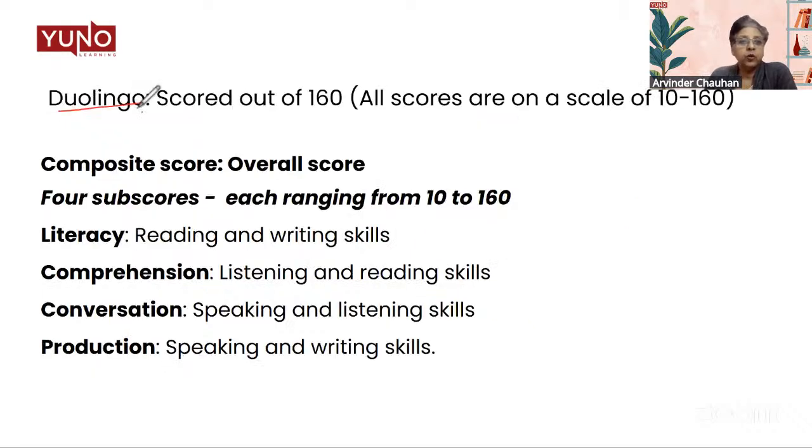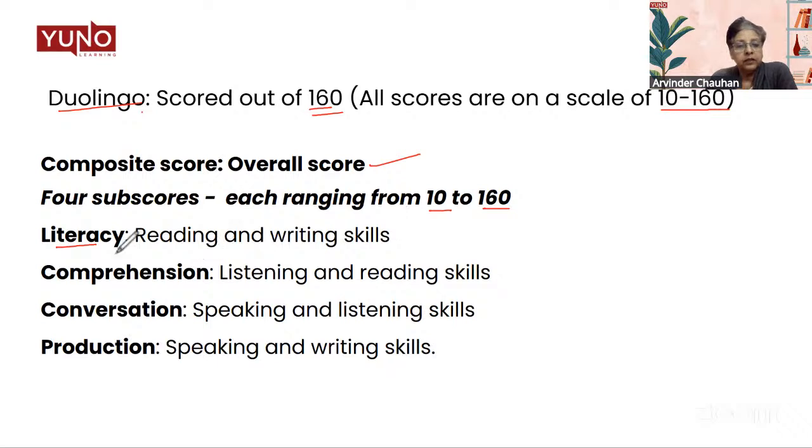Let's look at Duolingo now. So Duolingo is scored out of 160. All scores are on a scale of 10 to 160. So the composite score, the overall score, and 4 sub-scores, each ranging from 10 to 160. And how are they measured? What are the 4 sub-scores?